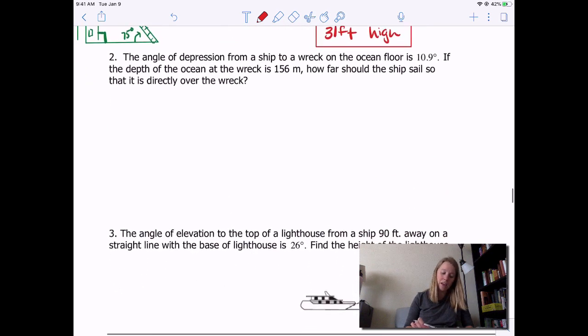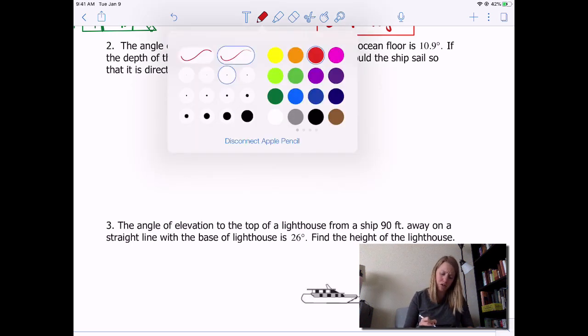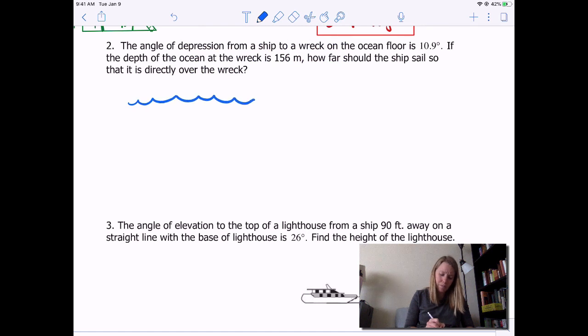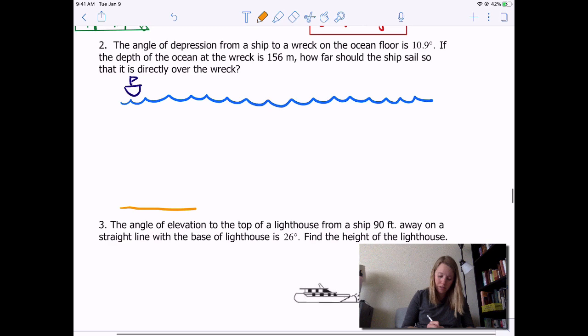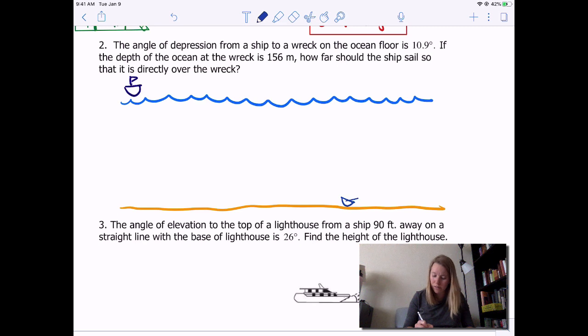Great. Number 2, the angle of depression from a shipwreck on the ocean floor is 10.9 degrees. If the depth of the ocean at the wreck is 156 meters, how far should the ship sail so it's directly above the wreck? That's kind of an interesting problem. So I've got this ocean. I have my boat, and it's looking at a wreck on the ground or on the ocean floor. So here's my ocean floor. I have a wreck down here like that.